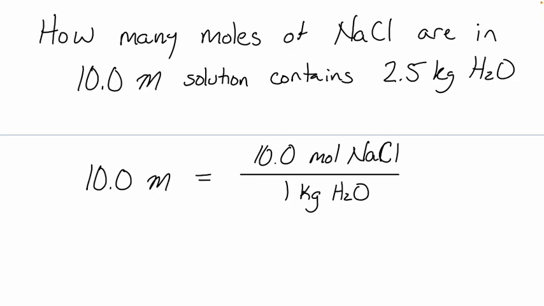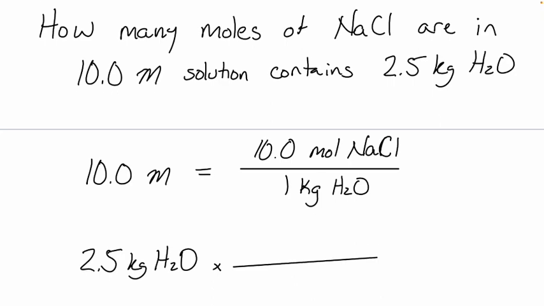Right, that 10.0 fancy M, how am I going to use that in my math? I'm going to split up my units, so it's going to become 10.0 moles of sodium chloride over my 1 kilogram of solvent, which is in this case the water. Then to set this up, I'm just going to do my 2.5 kilograms of solvent. Am I going to be able to use this concentration as is, or am I going to have to flip it?